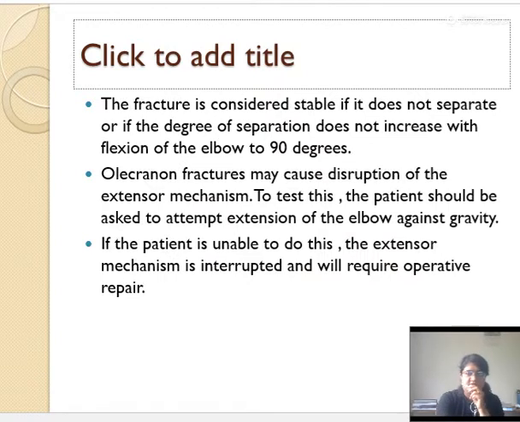The fracture is considered stable if it does not separate or if the degree of the separation does not increase with the flexion of the elbow to 90 degrees. Olecranon fracture may cause the destruction of the extensor mechanism, that is the triceps. To test this, the patient should be asked to do the extension of the elbow against gravity. If the patient is not able to do this, then the extensor mechanism is interrupted and it will require operative repair.